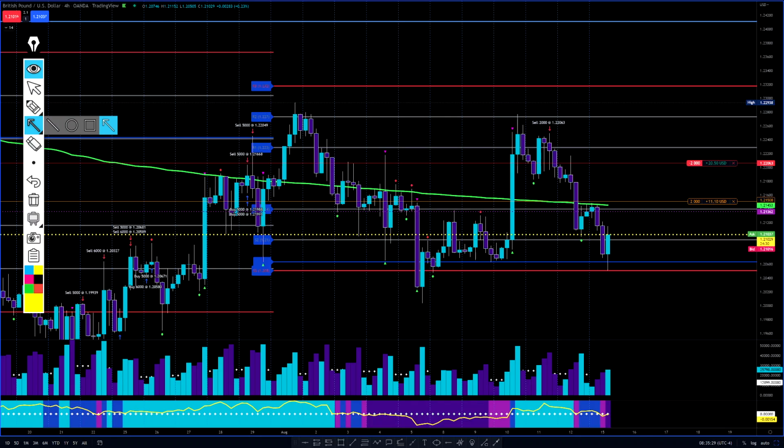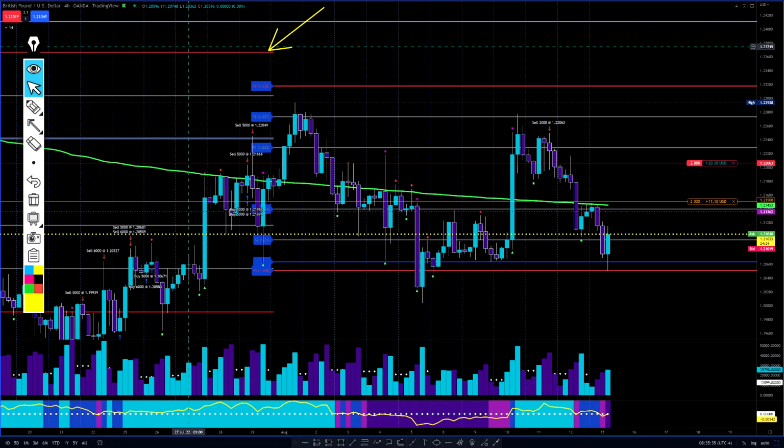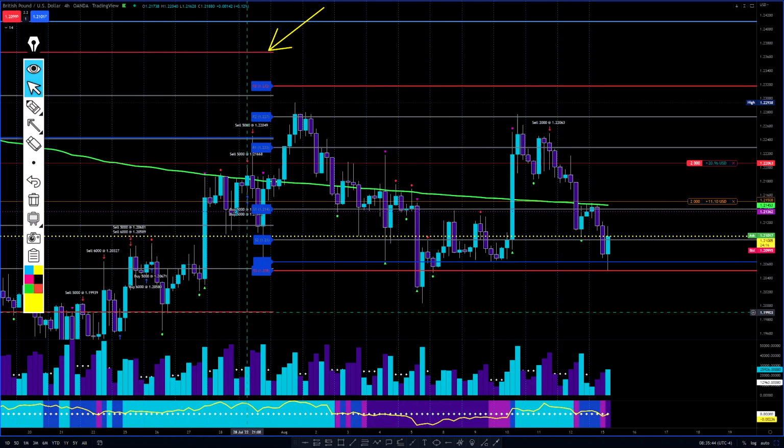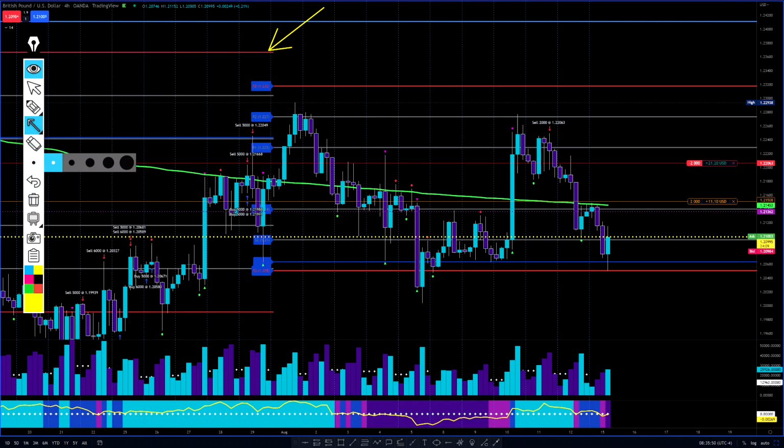The monthly Camarilla setup is the same as the US dollar. We have R3 up here. Let's see what level that is. This is the previous R3 last month at 1.23660, and then we have S3 at 1.19908. So that's S3 down here, previous month.